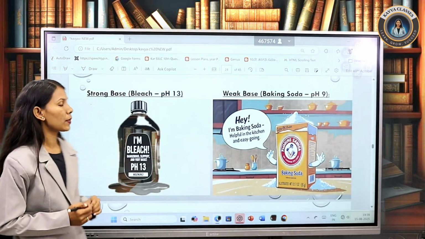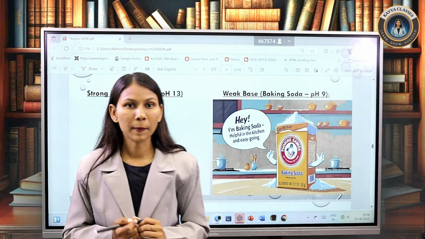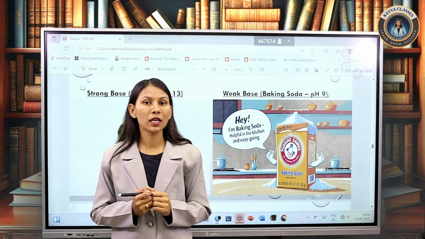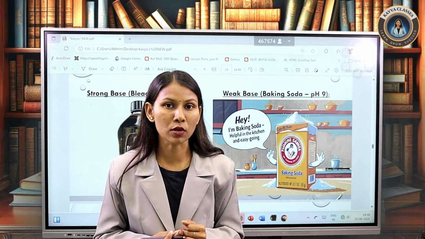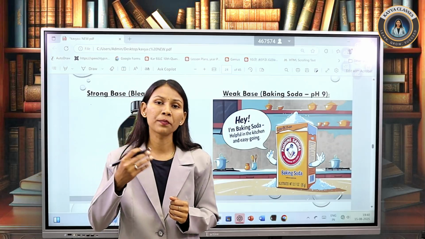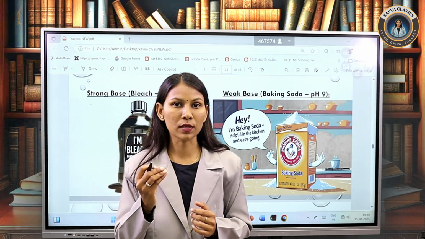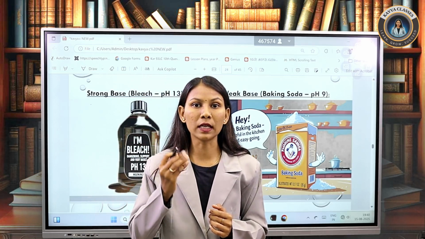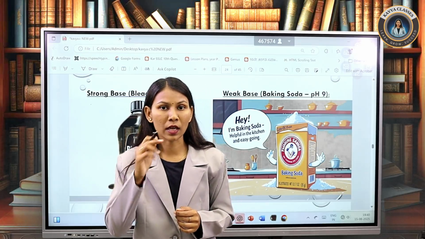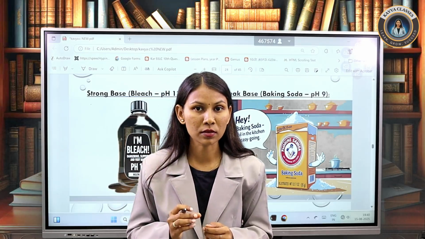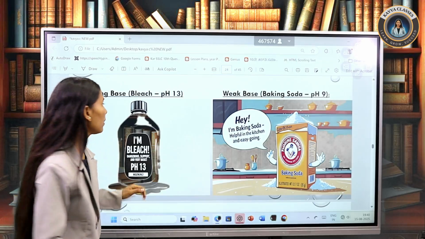Again, weak base. The best example of a weak base is baking soda. Baking soda is used in snacks, right? When you make some snacks, you use baking soda. For making bread also, you use some baking soda. So baking soda is the best example of a weak base, and that is why we use it in our daily life, in food also. It has a pH of 9, which is not a strong base, as you all learned with that strength meter of pH.